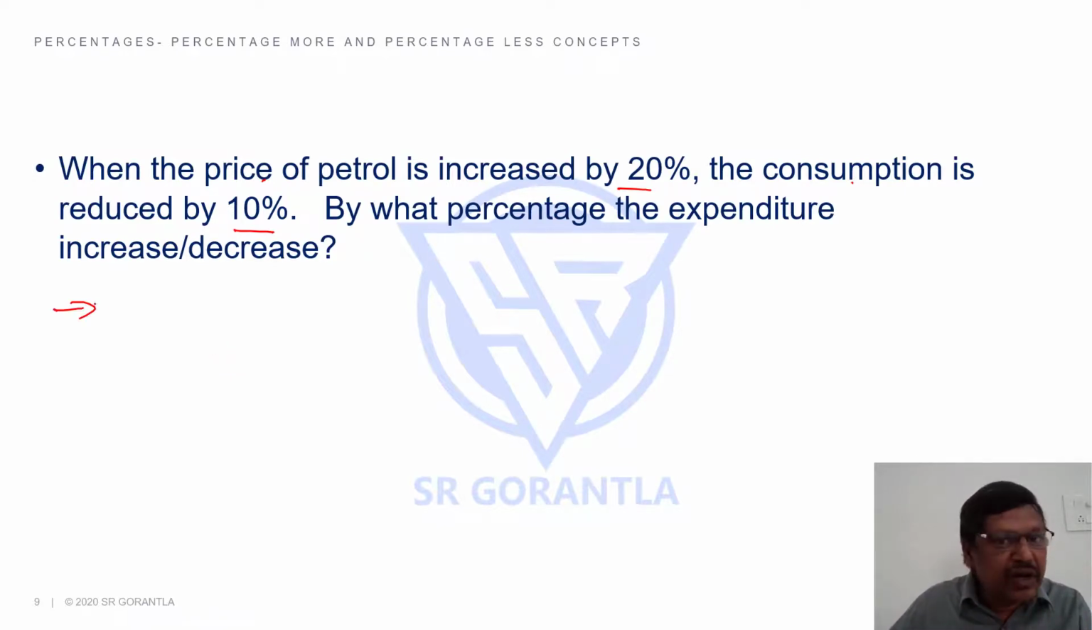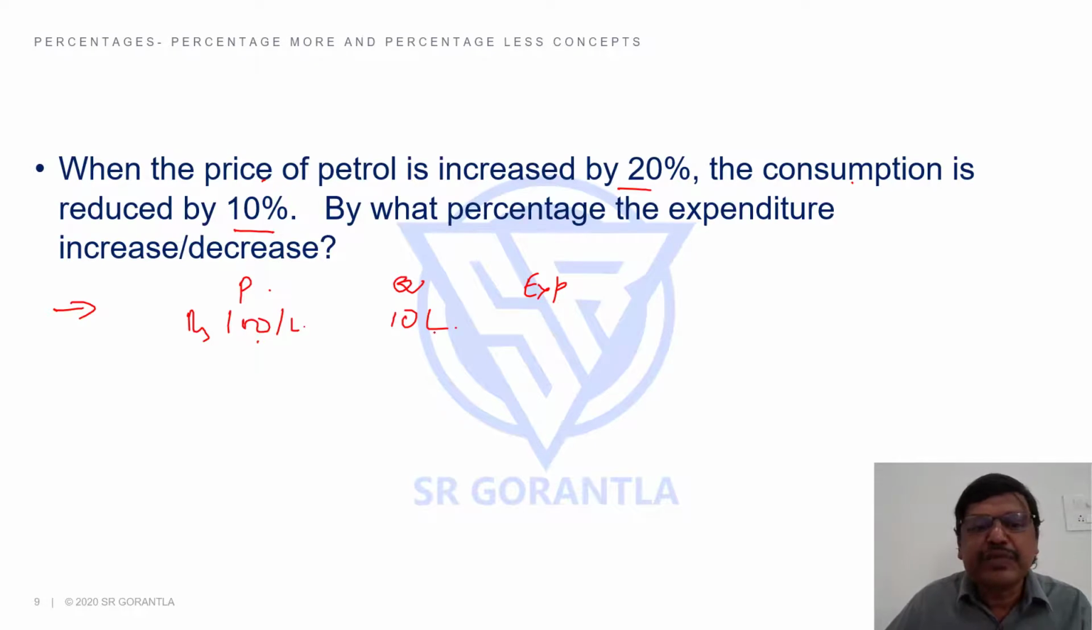One, let's take an example. Suppose petrol price is 100 rupees and let's say I use 10 liters petrol. So what is my expenditure? Price into quantity, this is 100 rupees per liter and 10 liters I am using. So what is my expenditure? It will be 1000 rupees. Now petrol price is increased by 20%. So now the petrol price is 120 rupees.